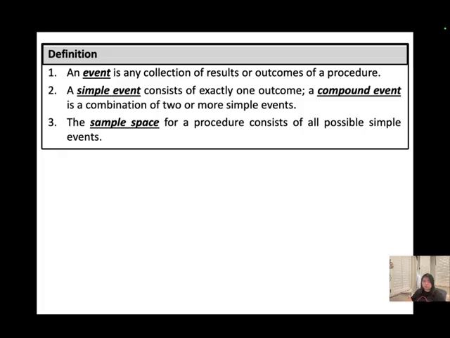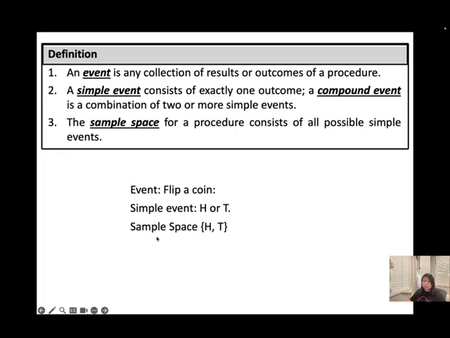Let's look at this example. If I try to perform a probability experiment, my event will be flip a coin. Flip a coin will be the event. Since with this event we can only get head or tail, that will be exactly one outcome, so we call this a simple event. And then we need to know how to write out the sample space. The sample space is all the possible outcomes. So when you flip the coin, we can get either head or tail. So head or tail will be the sample space.